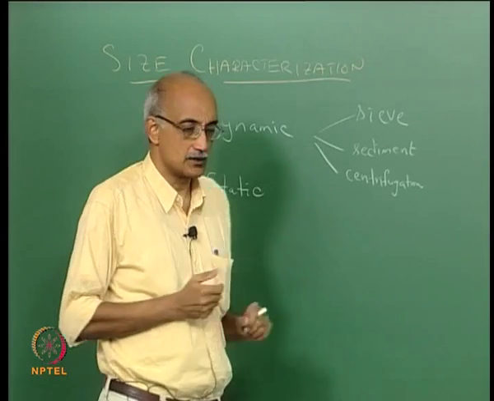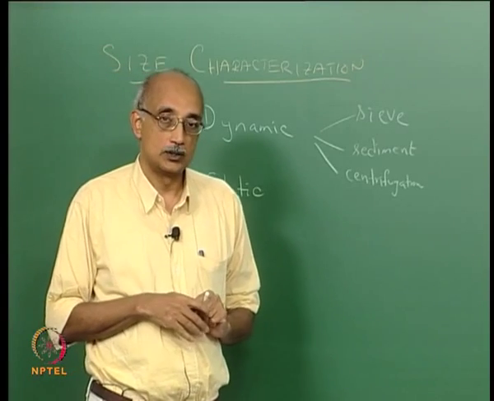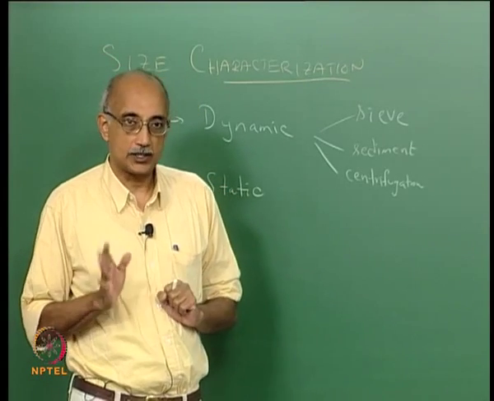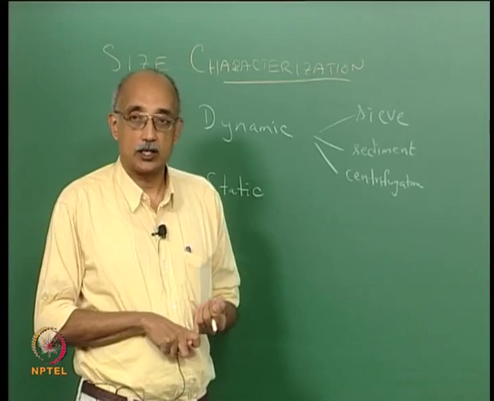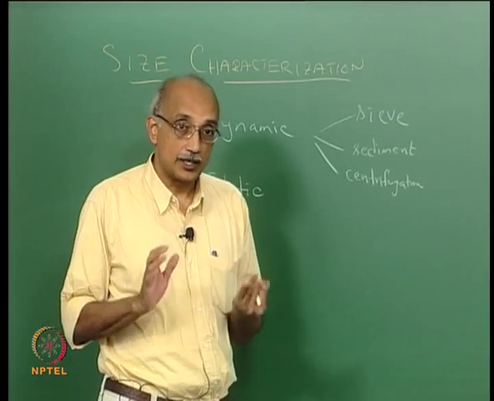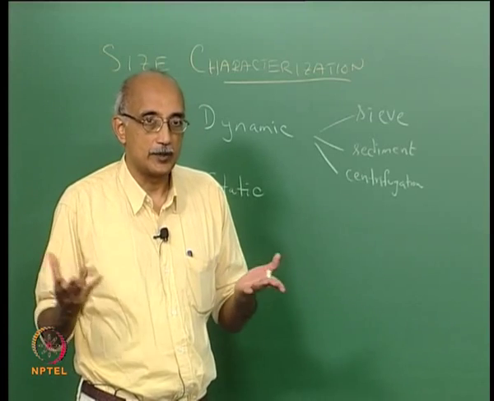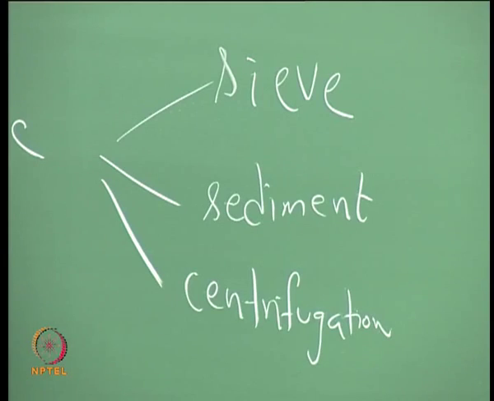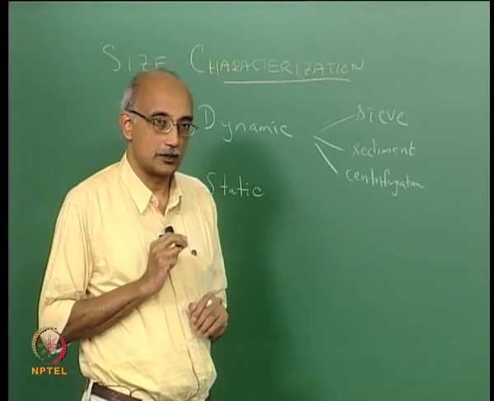So, all these dynamic methods are very practical, very scalable, very useful, and they continue to be employed to a great extent, but you have to take the data with a pinch of salt. You have to first appreciate all the errors that are involved in the analysis, and secondly realize that these are relative dimensions. In the first case, you are talking about an interception equivalent diameter. In the second case, you are talking about a settling equivalent diameter. In the third case, you are talking about essentially a body force equivalent diameter. None of these represent the absolute size of the particles that are under consideration.